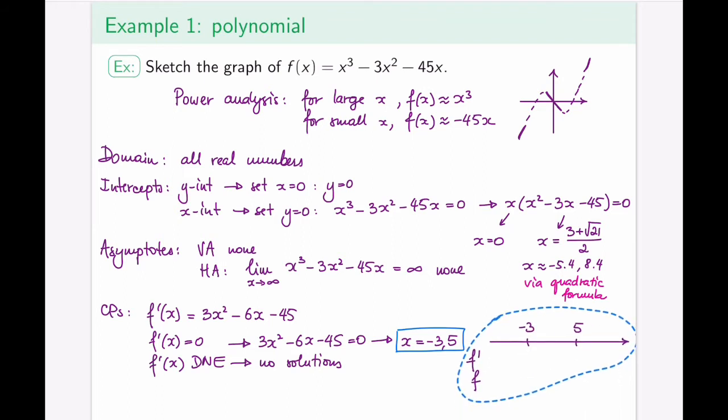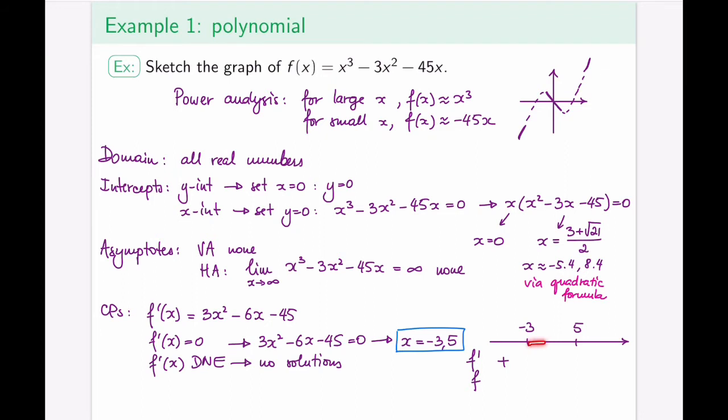So, as before, I can simply pick a number in any one of these three created regions and plug it into the derivative to figure out whether it's positive or negative. Again, remember, I don't actually care what number it is. All I care about is whether it's positive or negative. So, for example, I can pick minus 5, plug it into the derivative to figure out if it's positive or negative. I'm going to skip the calculations. This one is going to be positive.